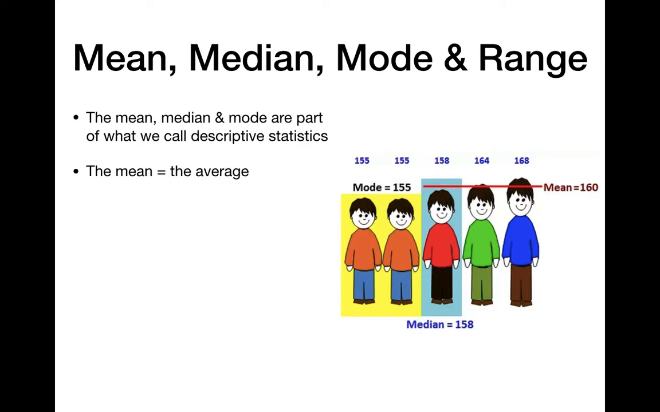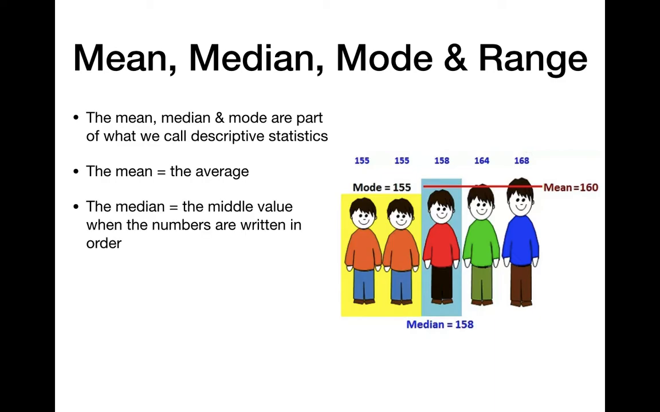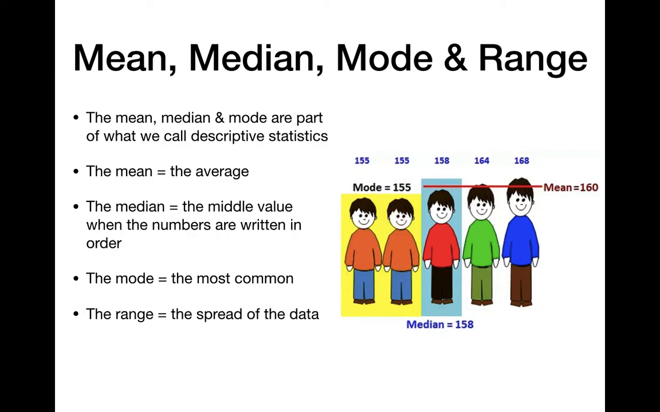Okay, so mean, of course, is the average. The median is our middle value. We write the numbers in order. So here in little people, we have the height written in order. So my median is the center value. If I have an even number of values, then the center value will be those two, divided by 2. The mode is the most common number, so the mode here is 155, the two people who are 155 centimeters tall. And the range is the spread, so the range for this one is from 155 up to 168.